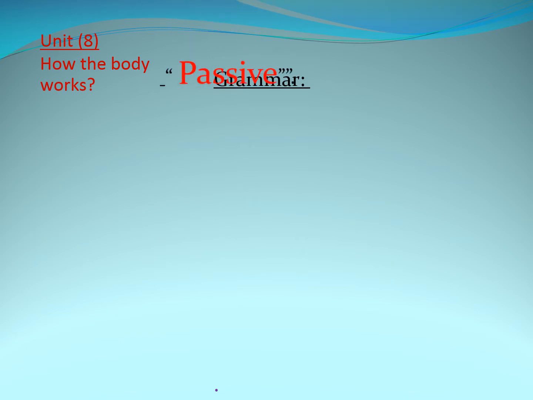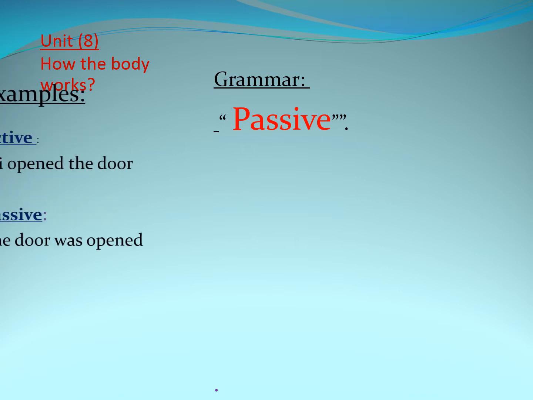According to the current conditions, we have to move entirely to online learning. And let's continue with Unit 8 under the title of How the Body Works. We have a new grammatical rule under the title of passive. Let's study what is passive and when do we use passive. But before that, let's look at these examples.